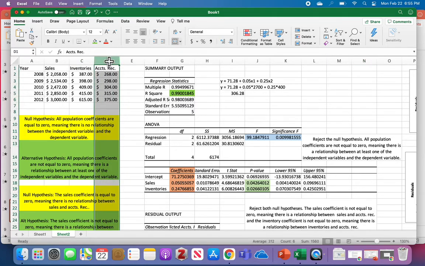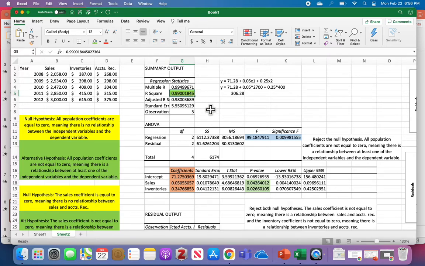Our independent variables of sales and inventories are affecting our accounts receivable. And we find those again by looking at the p-value or the significance of F and then the p-values of the individuals. When we look at it, again, we're seeing that our R squared is higher than it was when we just did the single one.